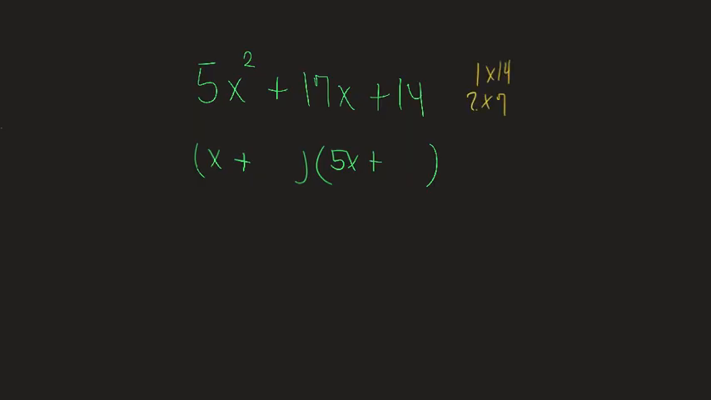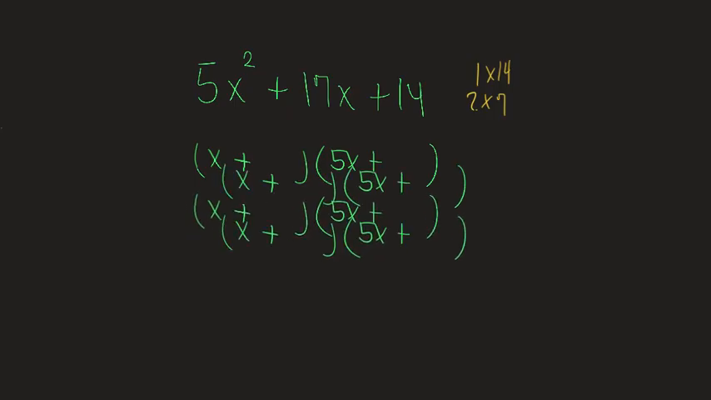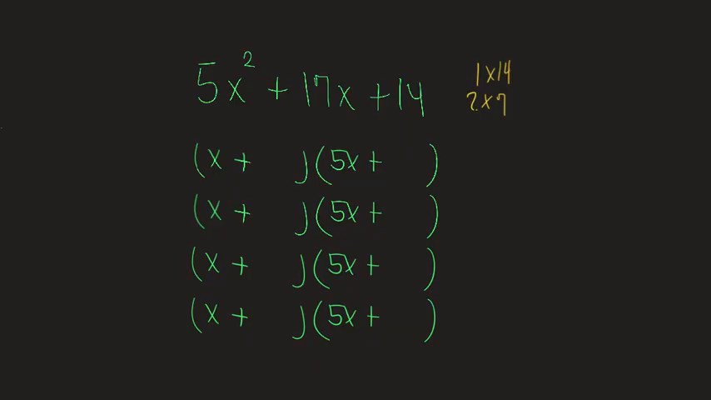One times 14, 2 times 7. I'm going to copy and paste this a couple of times so that we have our 4 options. So pause the video and make 4 parentheses. All right, now I'm going to write 1 and 14, 14 and 1, 2 and 7, 7 and 2. Pause the video and see if you can figure out which one makes 17x.